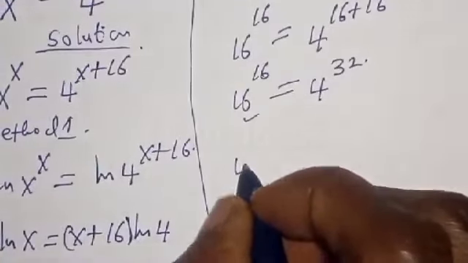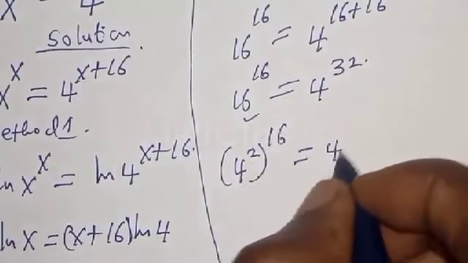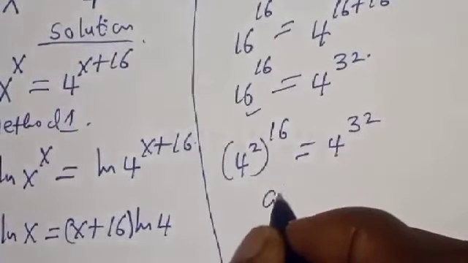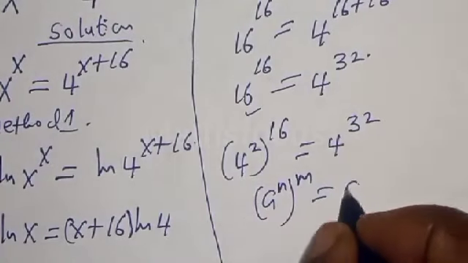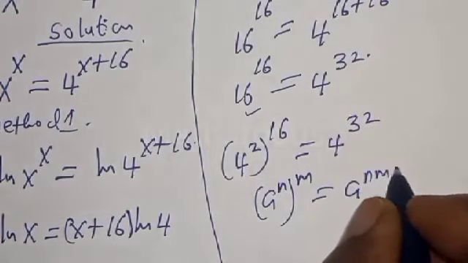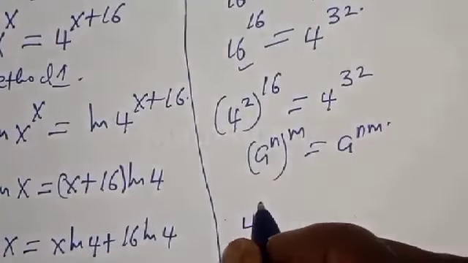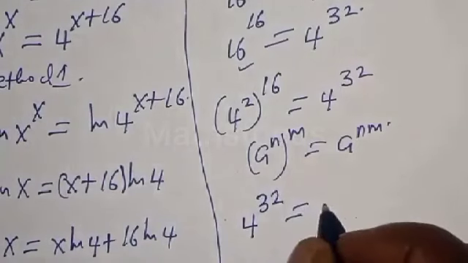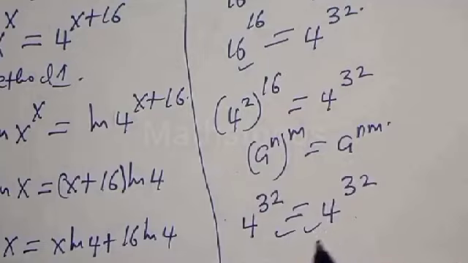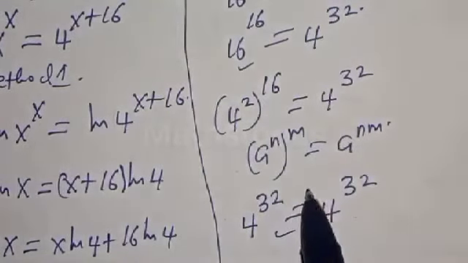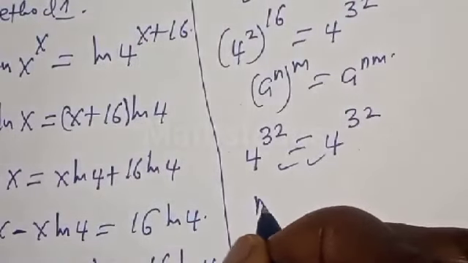We have 4 squared raised to power 16 is equal to 4 raised to power 32. Remember that if you have a raised to power n raised to power m, it is the same thing as a raised to power nm. Now the left hand side becomes 4 raised to power 16 times 2, that is 32. It will be equal to 4 raised to power 32. So we satisfy the given equation at x is equal to 16. Now that is the first method. Let's use method number 2.